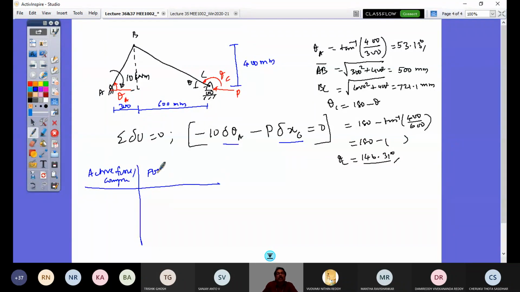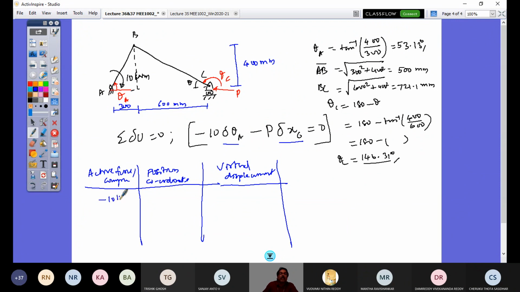Position coordinate, then virtual displacement. So here it's a clockwise couple, so that's minus 10 kilonewton meter, and the position coordinate here is theta A positive, and its differential is delta theta A. This is a virtual displacement. And here, this is for minus P active force, and the coordinate is XC.